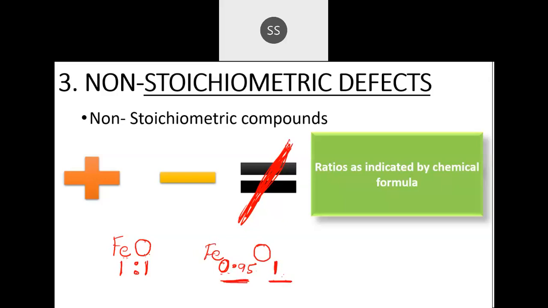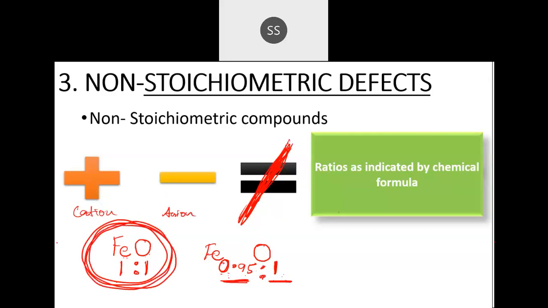We are supposed to get a 1:1 ratio, but what we have got is a 0.95:1 ratio. So you can see there is a smaller number of cations compared to the anions. That means the cation and anion ratio is not equal to what we expected from the chemical formula. Then that defect will be called a stoichiometric defect.